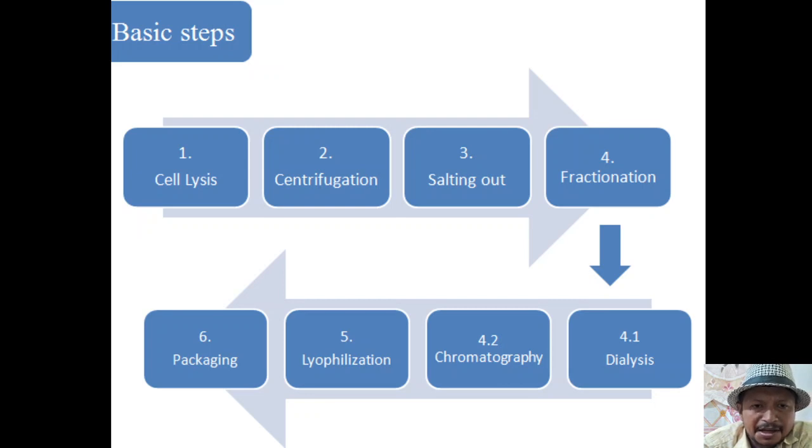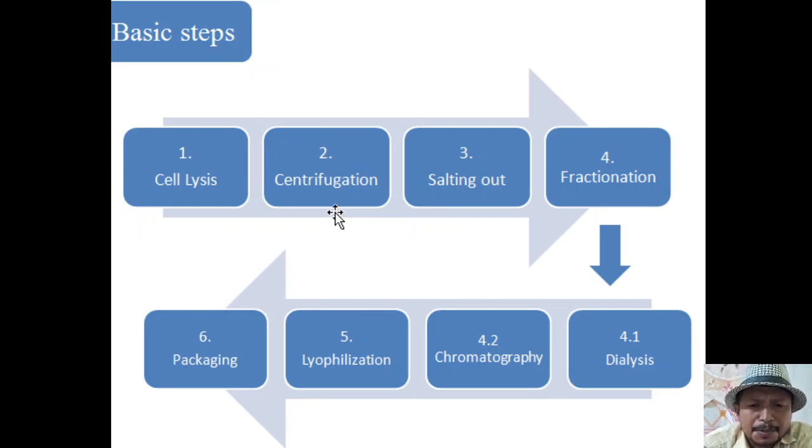After that, we perform the mild centrifugation process. In the mild centrifugation process, we generally precipitate the cell organelles, cell membrane components or the cell wall components. They are precipitated in the centrifugation process. We carry out a mild centrifugation process.